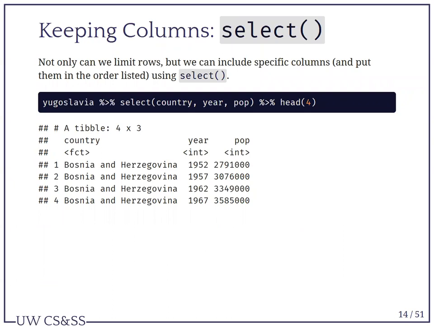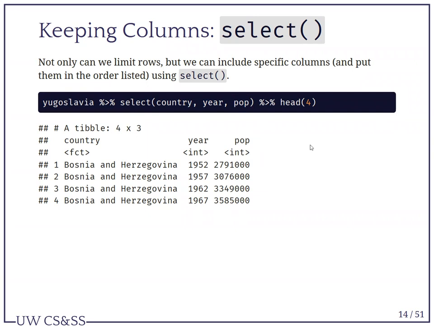Often it's the case that we want to pare down our data set to just some set of columns for which we're extremely interested. So not only can we limit those rows, we can also include specific columns and put them in the order listed using the select function. So here I've taken the Yugoslavia data and then selected country, year, and population, and then taken the first 4 rows of this. And now the only columns in the data set are the ones that I've selected here.